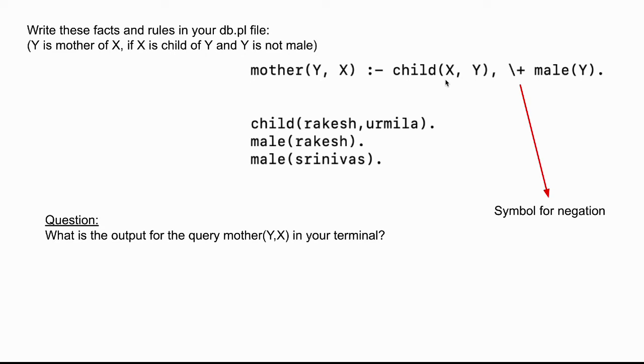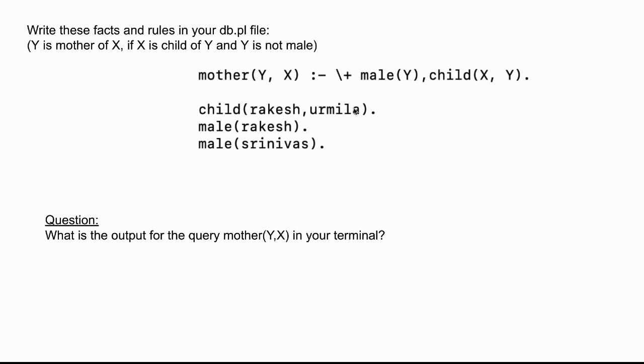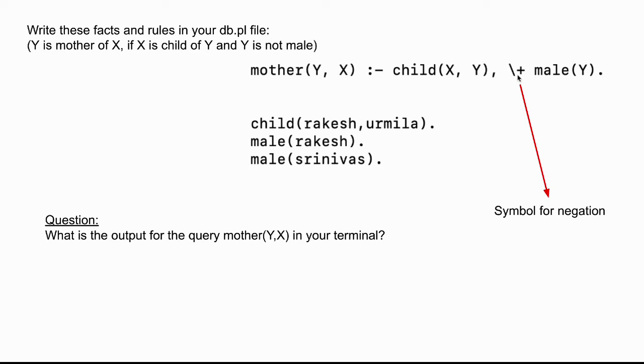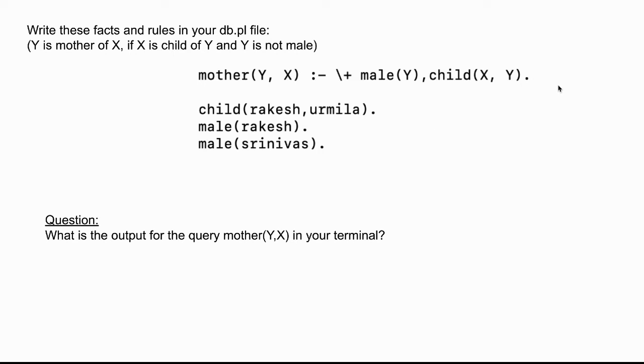It means that if X is child of Y and Y is not a male, then Y is mother of X. So this is the rule, and these are the three facts that we have, that Rakesh is child of Urmila, Rakesh is a male, and Srinivas is a male. Now try a slightly different formula. Here we had this negated male later on. Let's change the order and put the negated male before child of X comma Y.